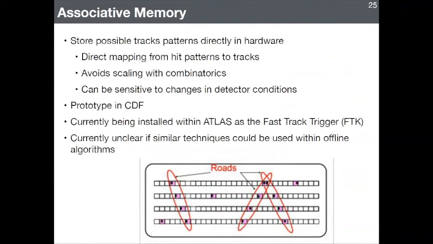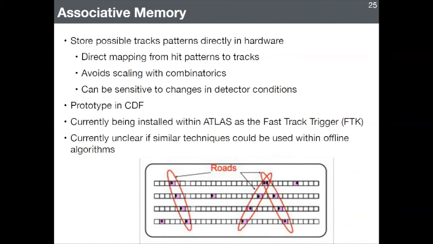Now, another thing that's been discussed in various contexts is trying to use associative memory, where you can store the possible track patterns directly in hardware. And this means you have your hit pattern, you get your track pretty much immediately. This avoids many of these arguments about scaling with combinatorics and things like that. The downside is that you can be sensitive to detector conditions, which might actually impact those patterns.